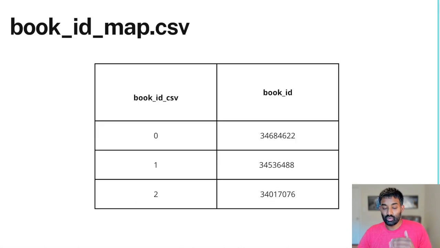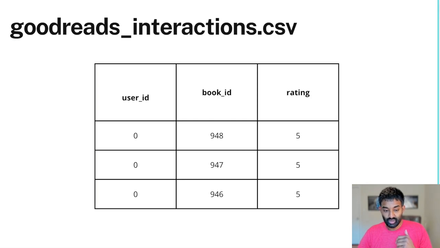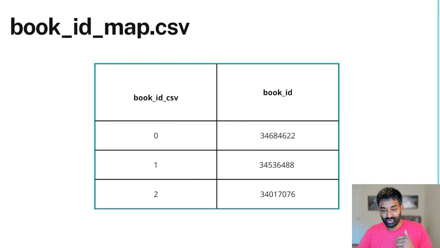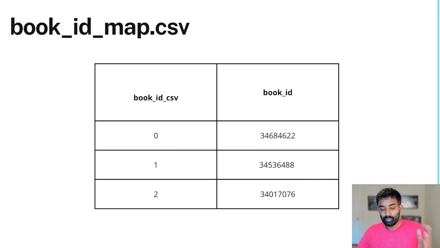The third data set we're gonna be using is the book ID map. So you may have noticed the book IDs looked a little bit different in the first data set, Goodreads interactions, the book IDs are small numbers, versus the second data set where the book IDs are very, very large numbers. So this CSV is going to help us map between the book IDs in one data set and the other data set. So we can make sure that we're referring to the same book. So basically this tells you the book ID in the first data set and it helps you connect it to the book ID in the second data set. So these are the three data sets we'll be using.